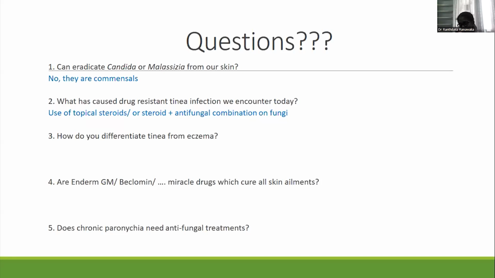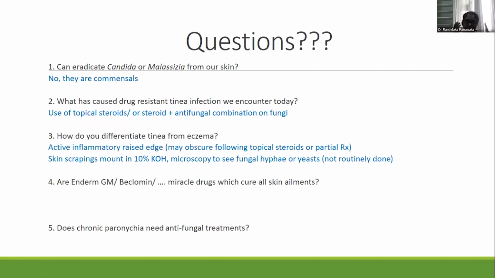So how do you differentiate these two? Can someone answer? I think in the tinea, there's a raised inflammatory edge, while in eczema there's no such thing. Yes. So that is how you differentiate. Look for this active inflammatory edge. I showed you some pictures. If you look at a small area, you might not see. So look at the whole thing and look for the edge and see whether there's an active inflammatory raised edge.